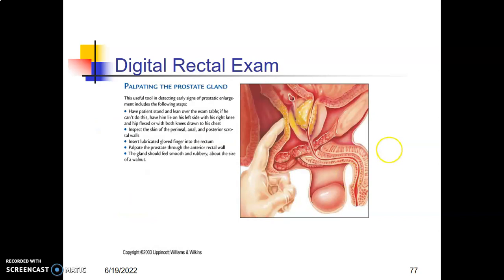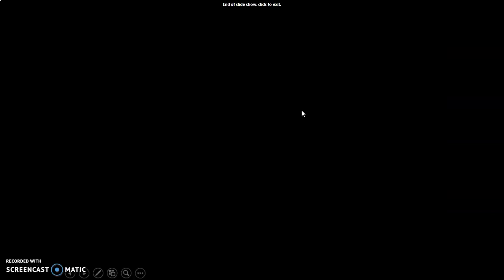So this one shows you how to palpate the prostate in a digital exam. You put a finger through the rectum and palpate the prostate annually.